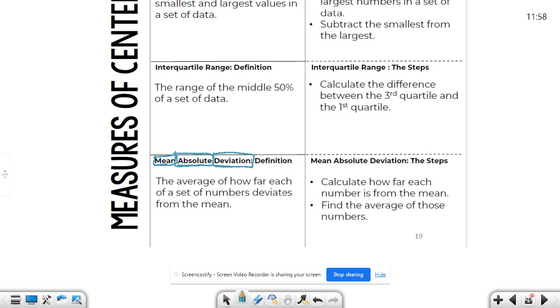Here are your steps. It says, first, calculate how far each number is from the mean. Well, before you can do that, what do you have to have? Before I figure out how far each point is from the mean, what do I have to have? I have to have the numbers. What do I have to have first? I gotta have the average. I gotta have the mean. If I'm using the mean, I have to have the mean. So I'm going to put a bullet point up here to remind myself to find the mean. That's the first step, is to find the mean.